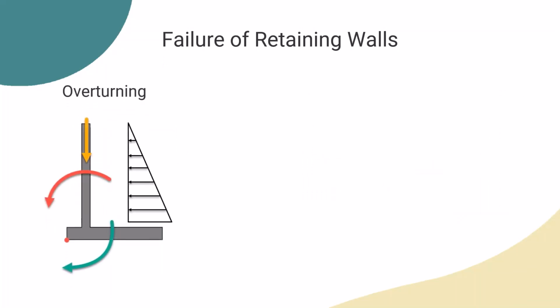Now let's look through the failure modes of a cantilever retaining wall. The first failure mode is the overturning. In this failure mode, the edge of the toe will act as a center of rotation. The lateral pressure from earth pressure and surcharge will act as overturning moment, while the self-weight of the wall and the soil on the heel will act as restraining moment. We completely ignore the variable surcharge load from the restraining moment.